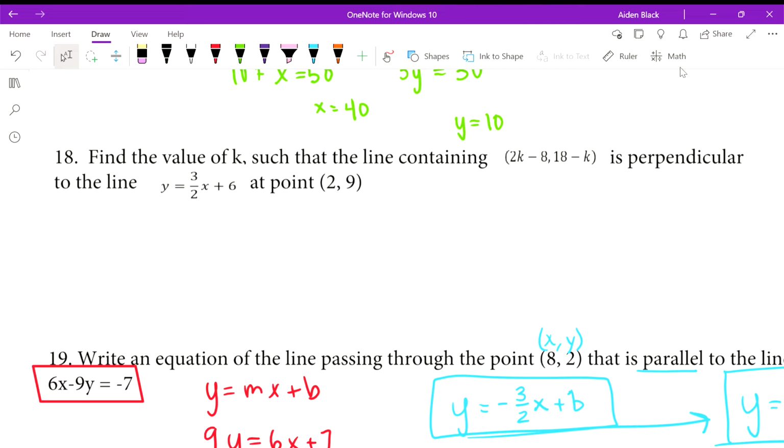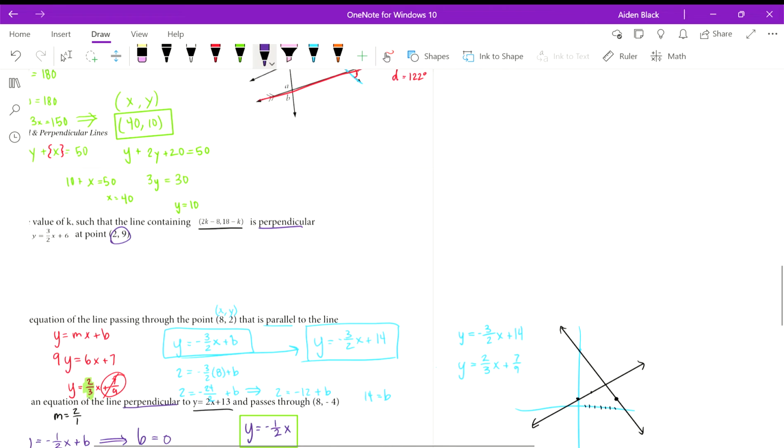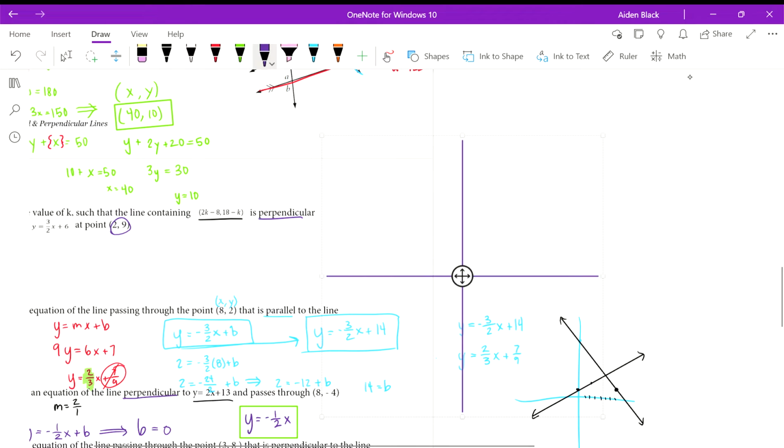Okay, so question 18, the infamous question on the Unit 3 review. Find the value of k such that the line containing (2k - 8, 18 - k) is perpendicular to the line y = 3/2 x + 6 at the point (2, 9). So let me real quick draw an axis so you get an idea of what we're looking at here.